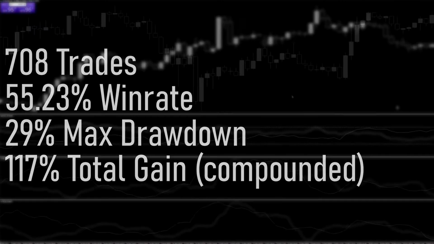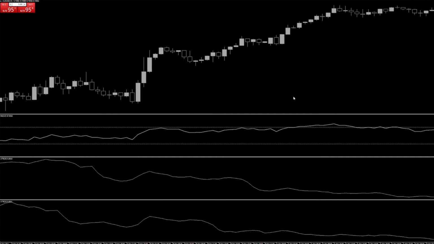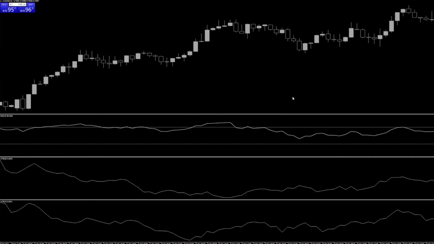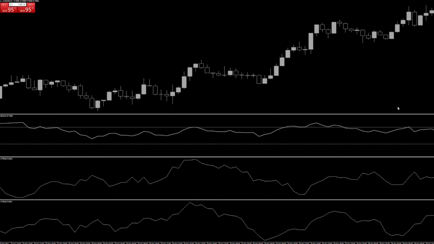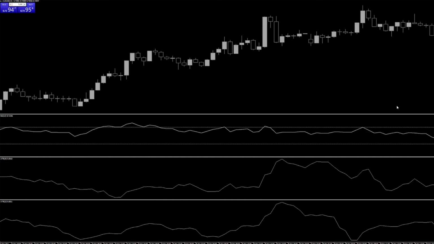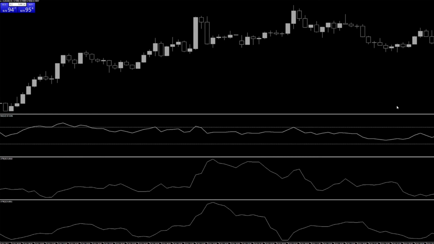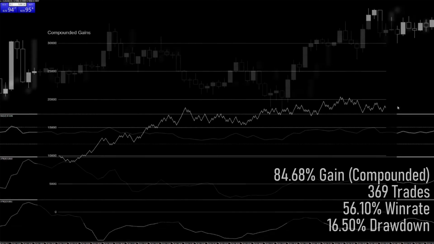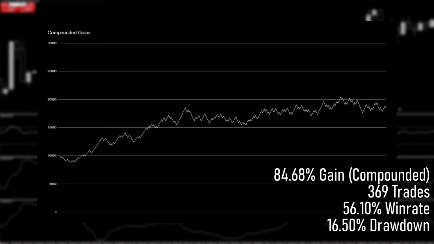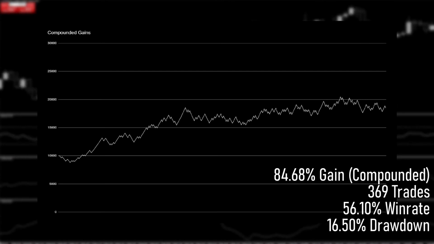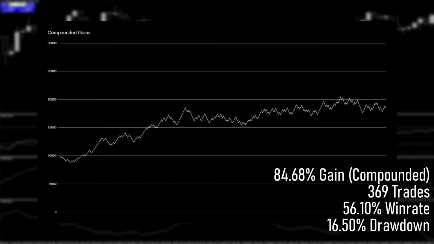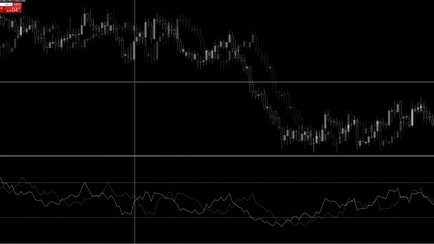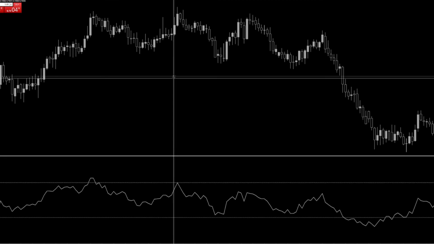Not bad at all. The second algorithm is actually the same algorithm, but is trading on the daily time frame instead. Keep in mind that this is not the second of the 2 algorithms I mentioned in the beginning, so let's call this algorithm number 1.5. There is one more after this one. This algorithm was tested from 2010 to the middle of 2021 and returned a decent 84.68%. It took 369 trades and had a win rate of 56.1%. Max drawdown was 16.5%. Okay, this next and final one really surprised me.